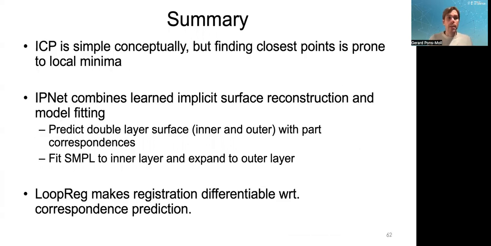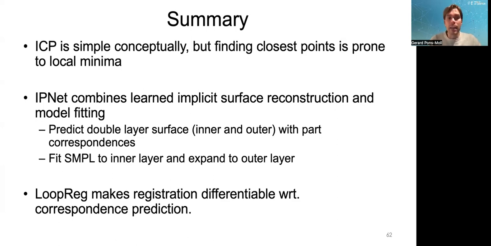Okay, so in summary, by now it should be clear that ICP is conceptually simple and useful, but finding closest points very often leads to local minima. I presented two methods in depth to combine learned implicit surface reconstruction and model fitting, and we see that this is a powerful combination, and we're still using it for different problems and to model, for example, interactions.